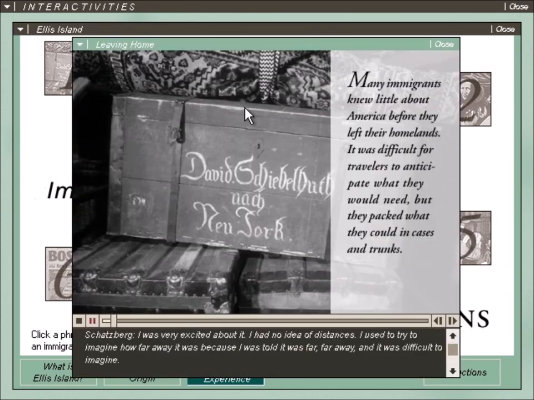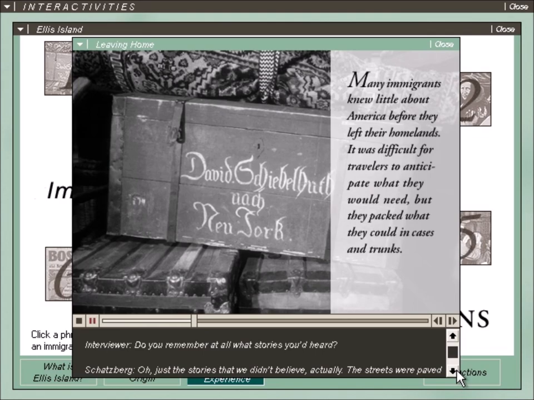I was very excited about it. I had no idea of distances. I used to try to imagine how far away it was because I was told it was far, far away, and it was difficult to imagine.